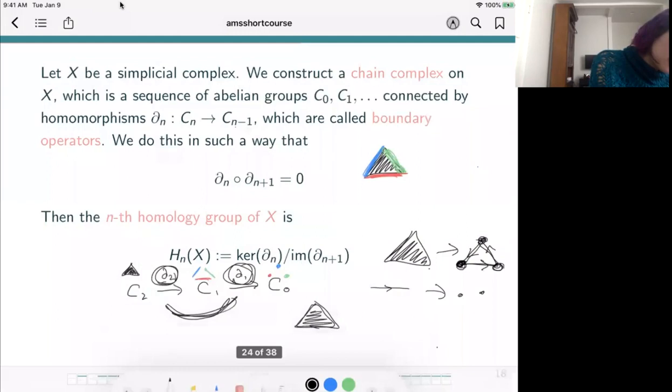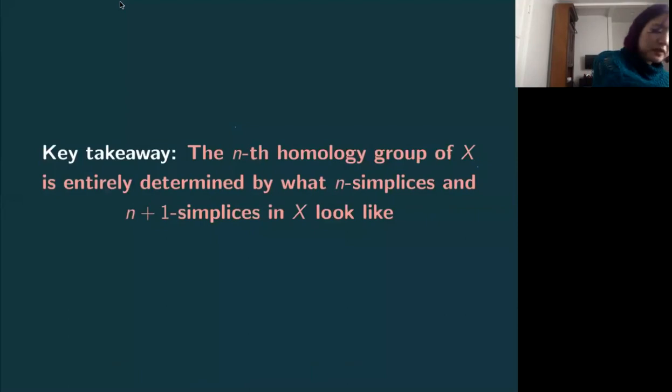So the key takeaway of that computation is that when it comes to data, your homology groups are entirely determined by what your simplices are. So when you have data and you've constructed some kind of simplicial complex on it, if you know what your one simplices are and you know what your two simplices are, that means you know exactly what the elements of your homology group are. And I think this is something that doesn't get stressed very much.